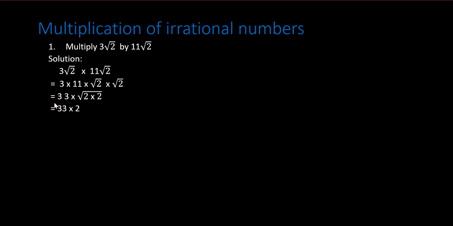So which we can write as 33 into 2. Now 33 2s are 66. Question number 2: multiply 3 root 11 by 11 root 2. So here we can write 3 root 11 into 11 root 2.